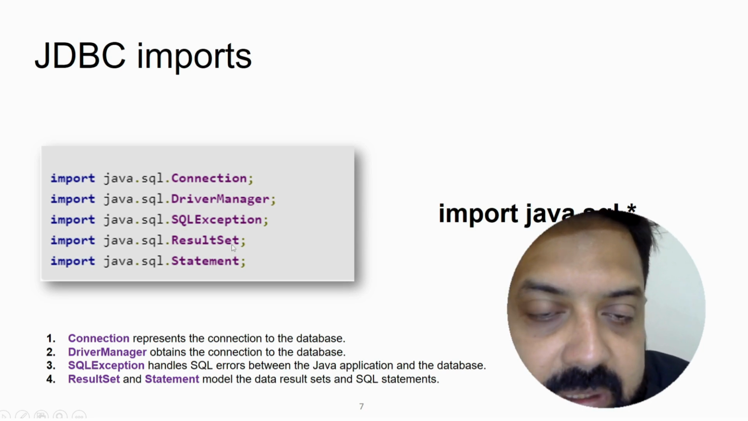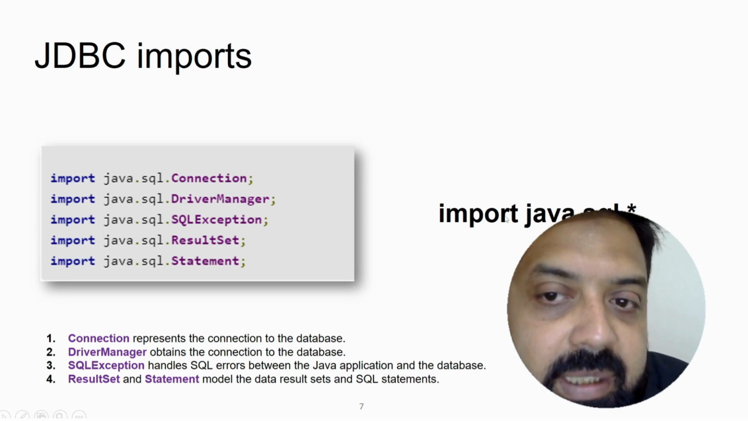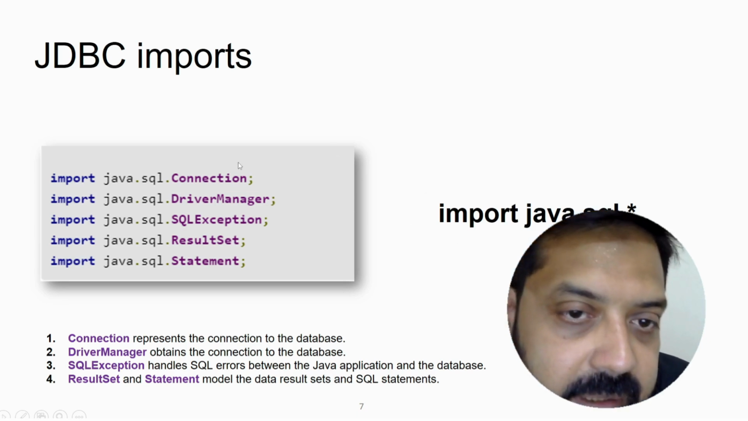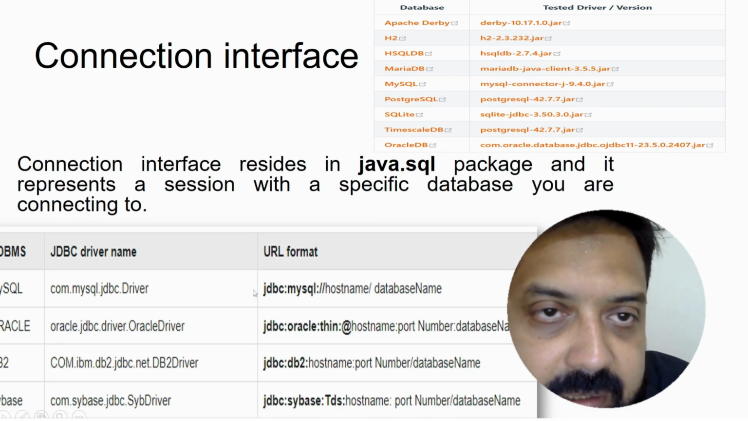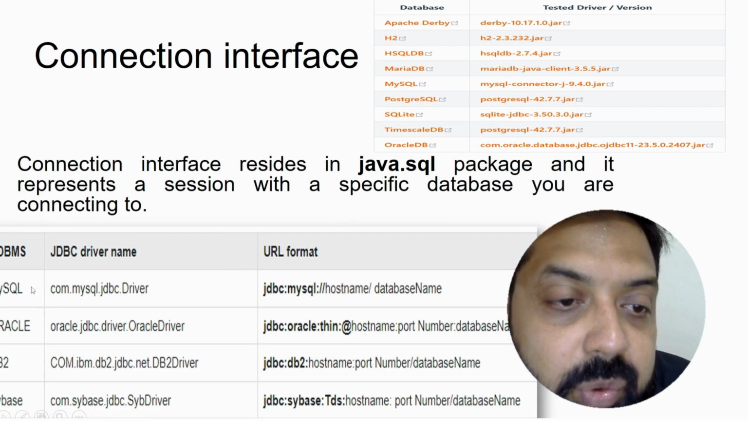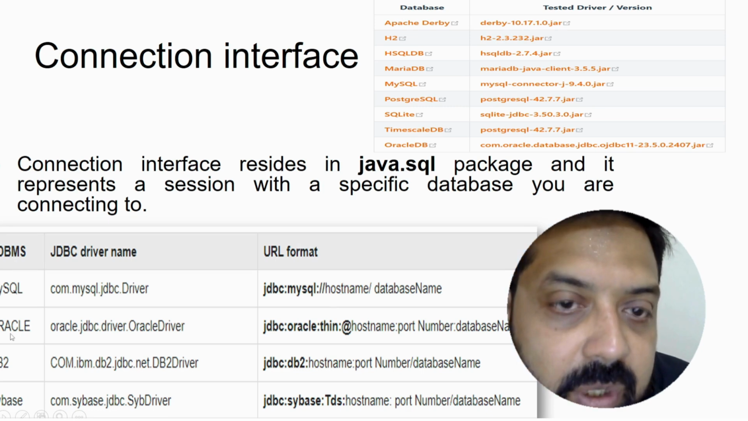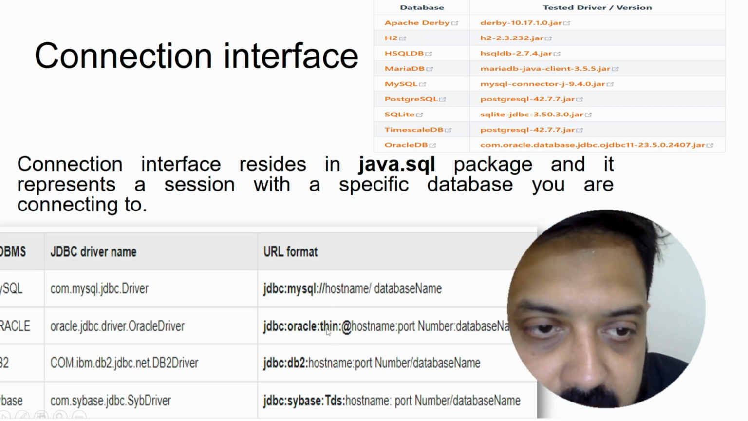If you have not included these libraries, then simply you can import java.sql. It will automatically add all these 5 libraries that are essential for this. These are the connection interfaces. If you use MySQL, then you need this URL format in your code. If you use Oracle, then you need this URL format.